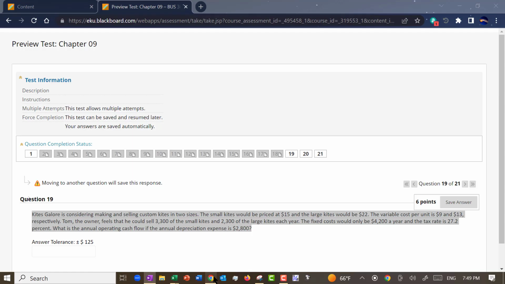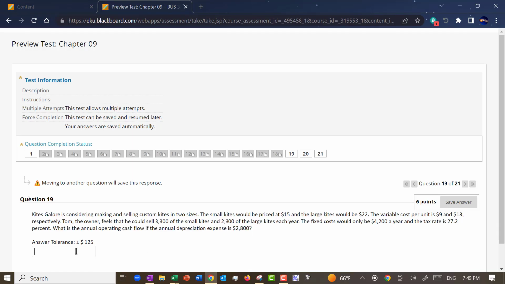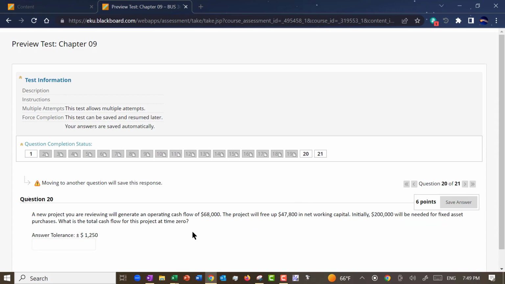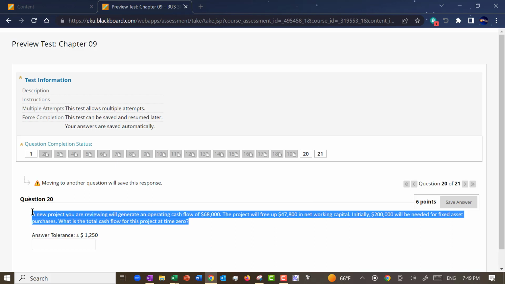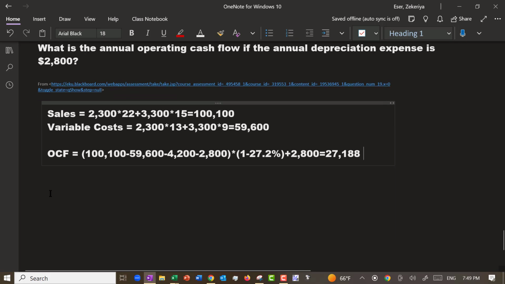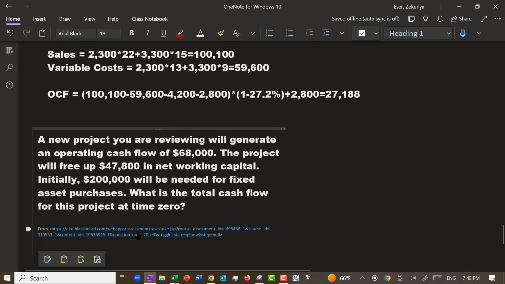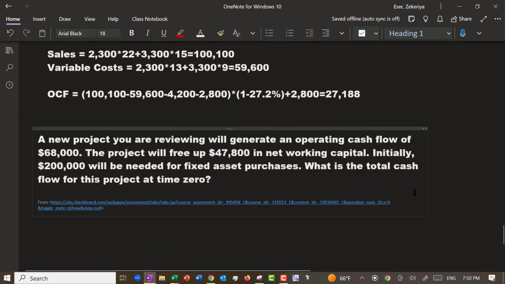Okay, let's calculate this one. It's going to create an operating cash flow of 68,000. It will free up 47,800 in net working capital. You need $200,000 for fixed asset purchases. What's the total cash flow for this project at time zero?